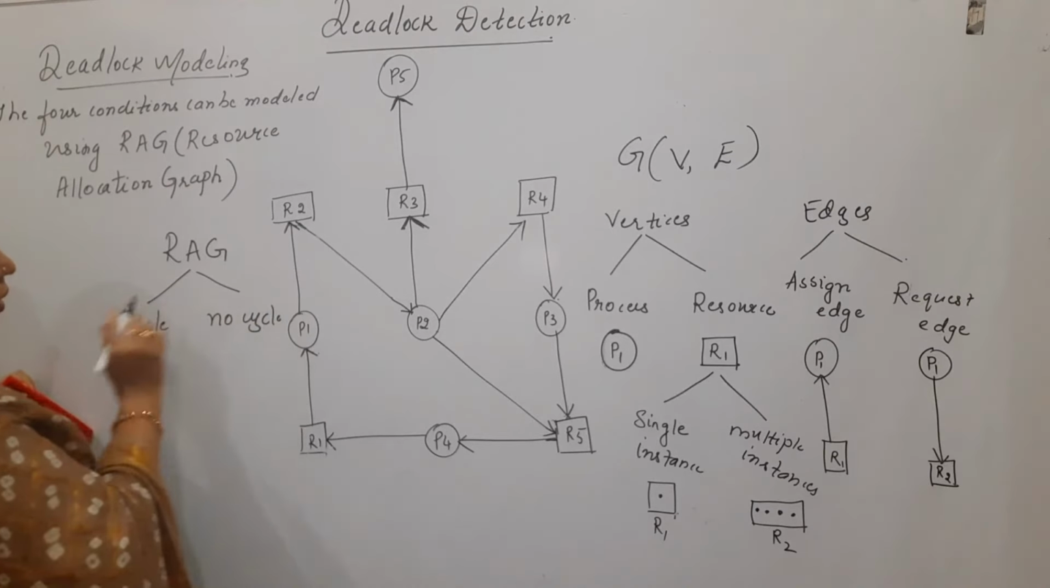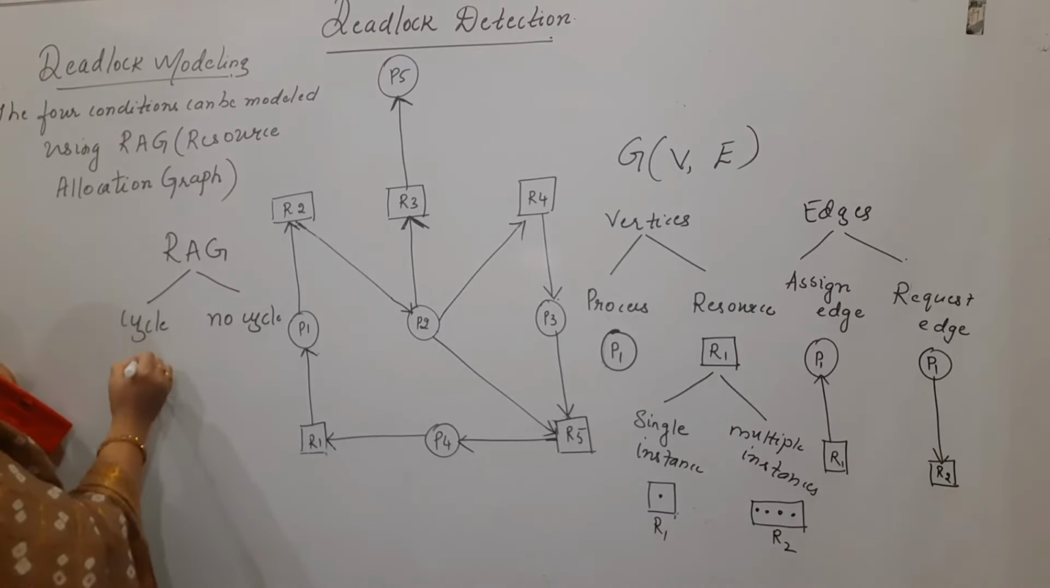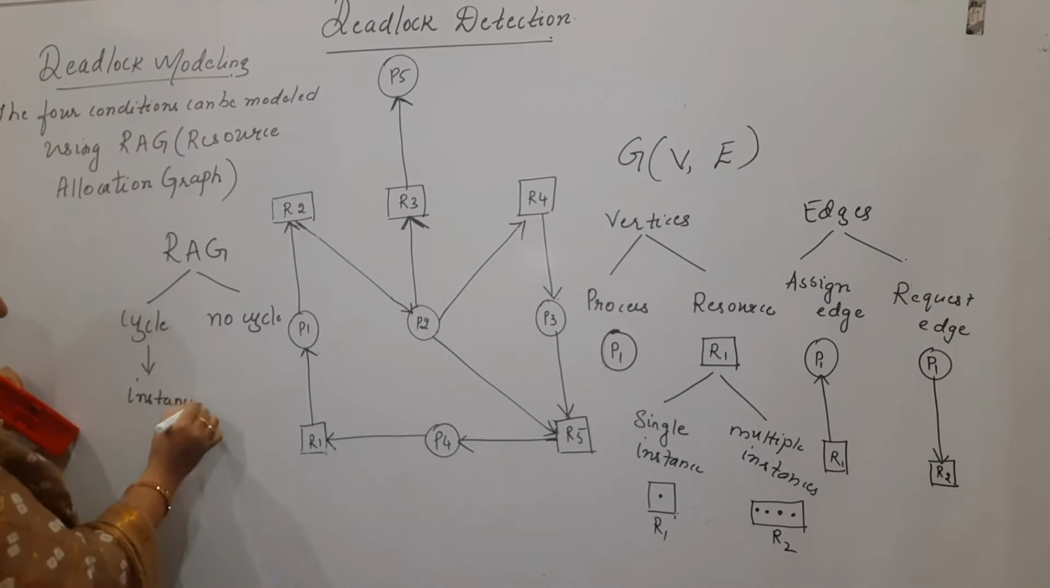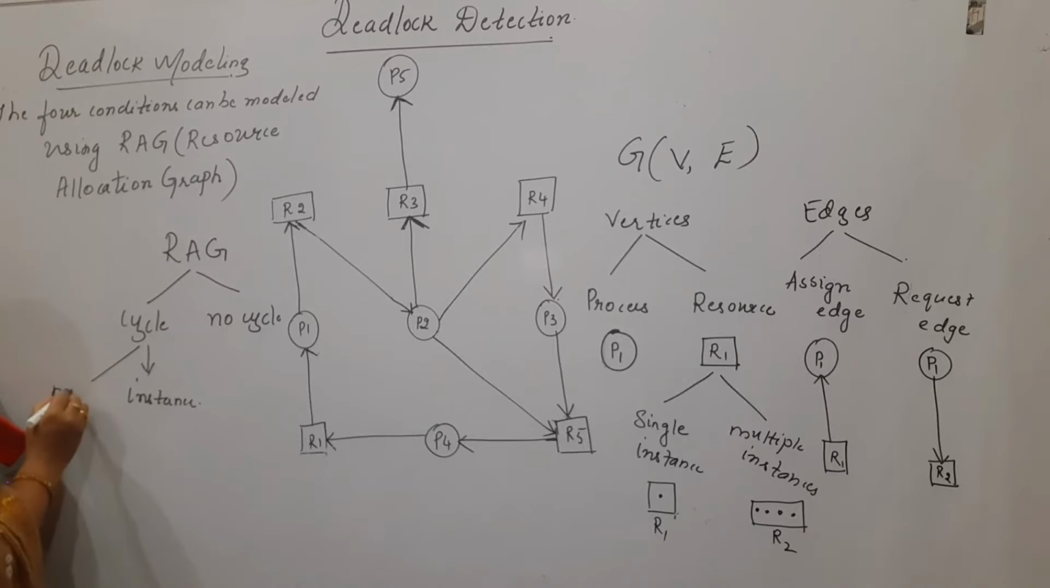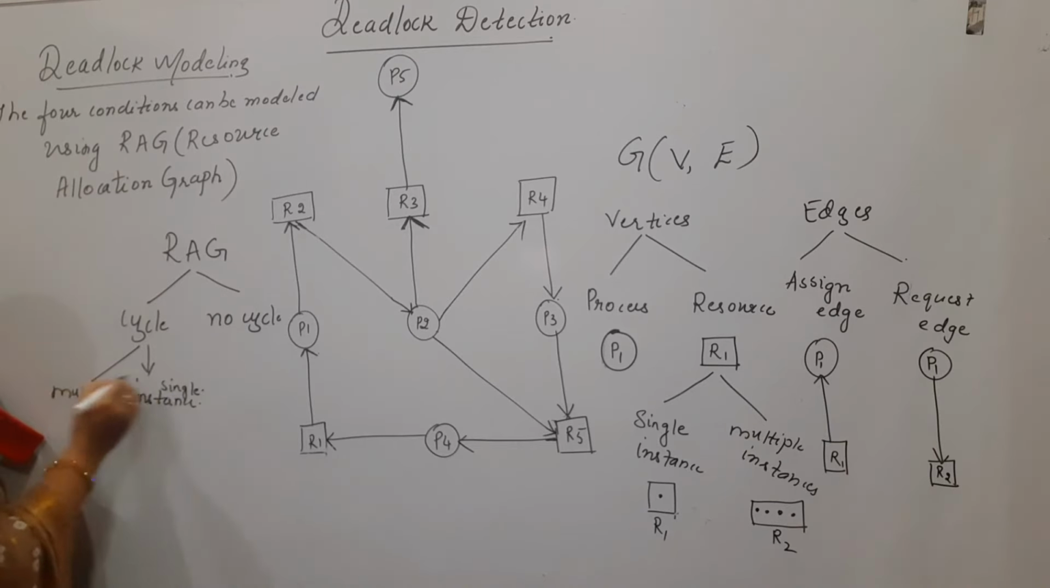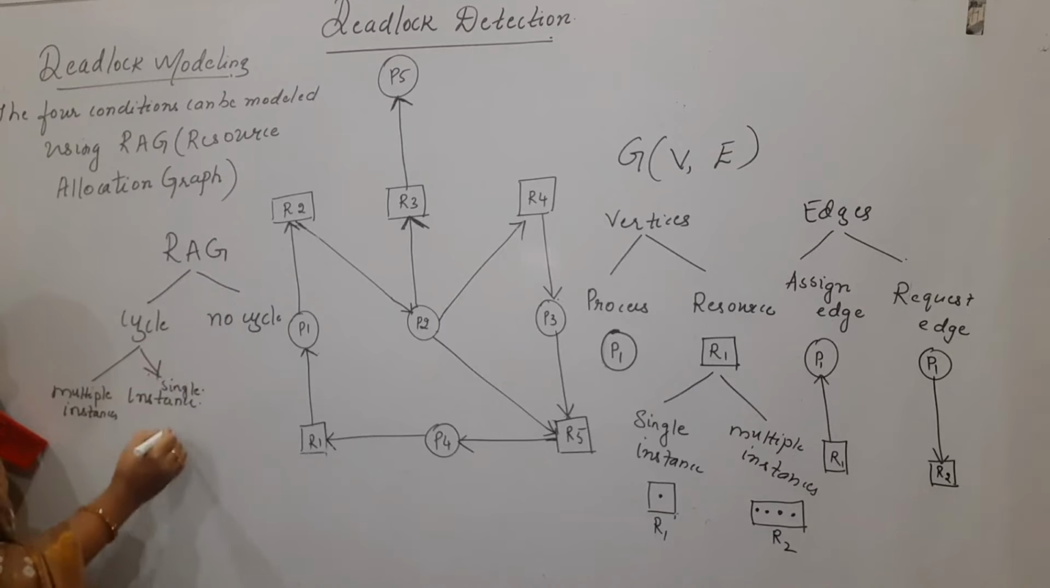It depends on whether it is a single instance or a multiple instance. That means whether this RAG is representing resources with just a single instance, or representing resources with multiple instances. Suppose it is a single instance, then definitely deadlock will occur.